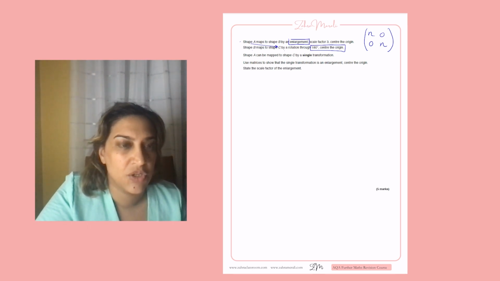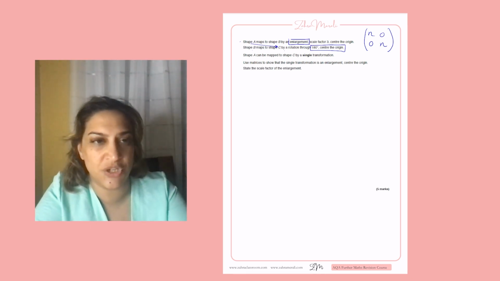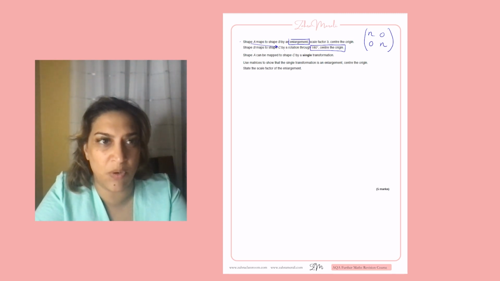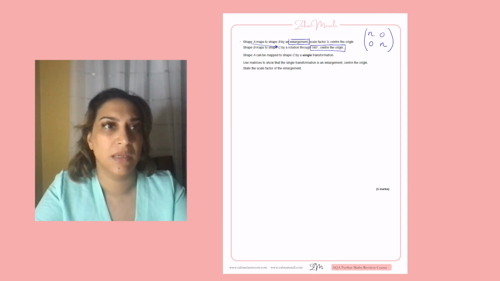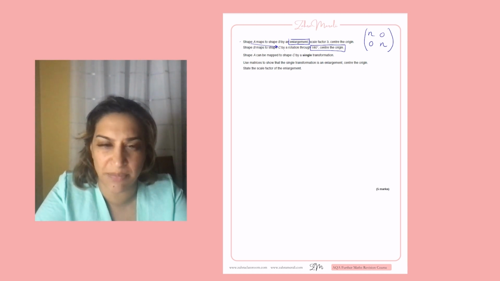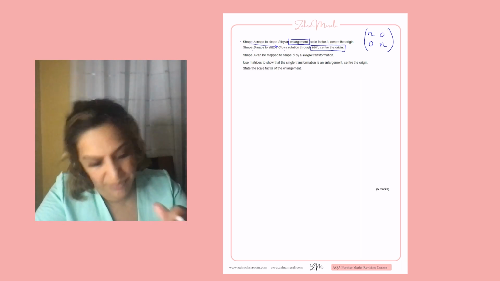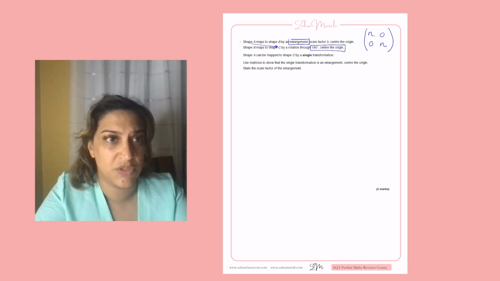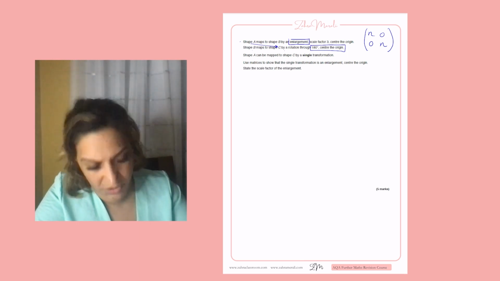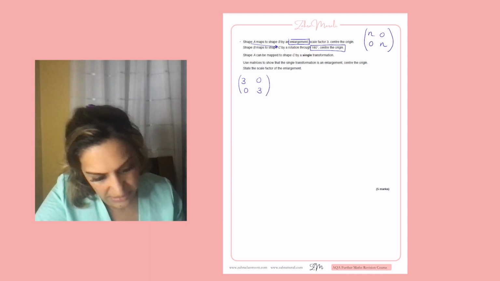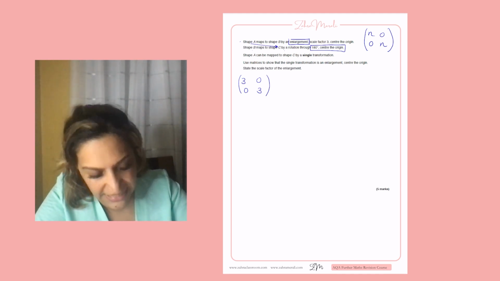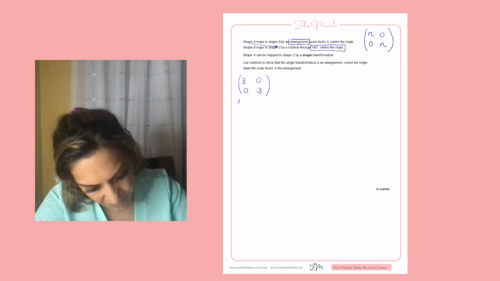Okay, so our first thing we're going to do is we're going to say, okay, what's happening here? We've got our matrix and we are multiplying it by, so we take our matrix and we're going to multiply them by each other. Okay, so I would have 3, 0, 0, 3, which is my enlargement, and that takes me from A to B. So that's going from A to B.